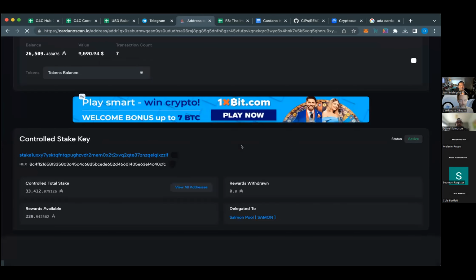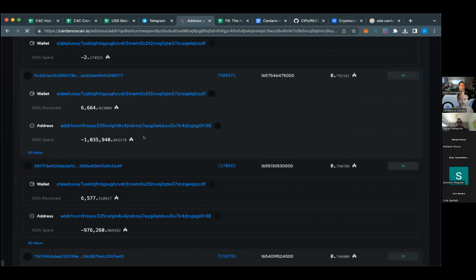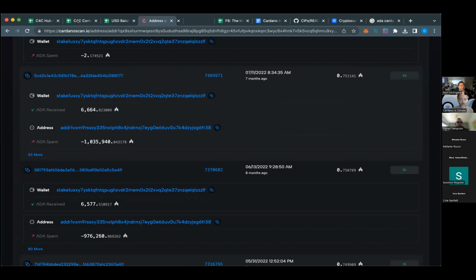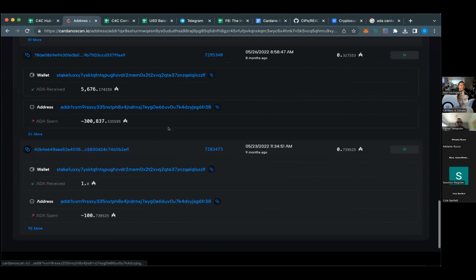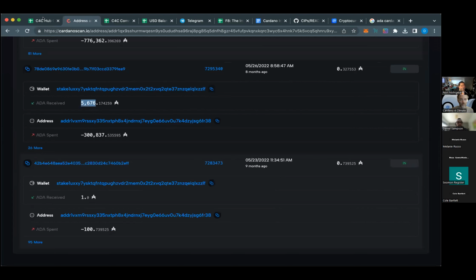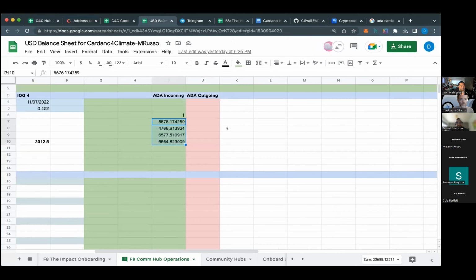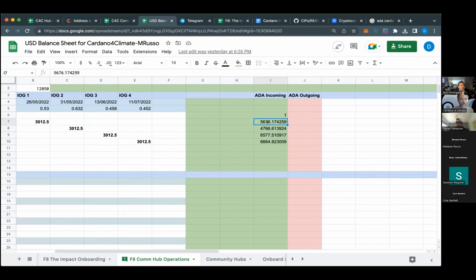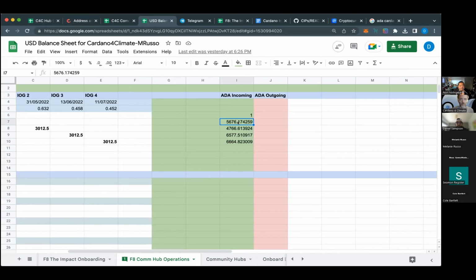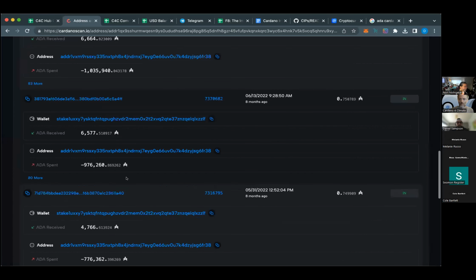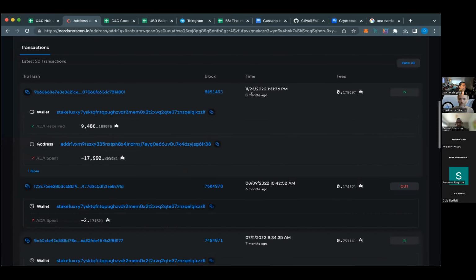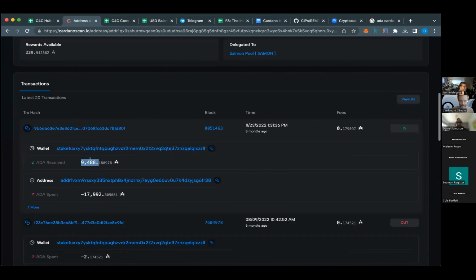This one contains all the transactions from the installments from IOG. If we go here, the first payment was for 6,600 ADA, and this is the first installment paid in the records we have. So we have these 4 payments within the wallet. These are all of them, and we have an extra one done 3 months ago for 9,508. Does that make sense, what I'm trying to explain?